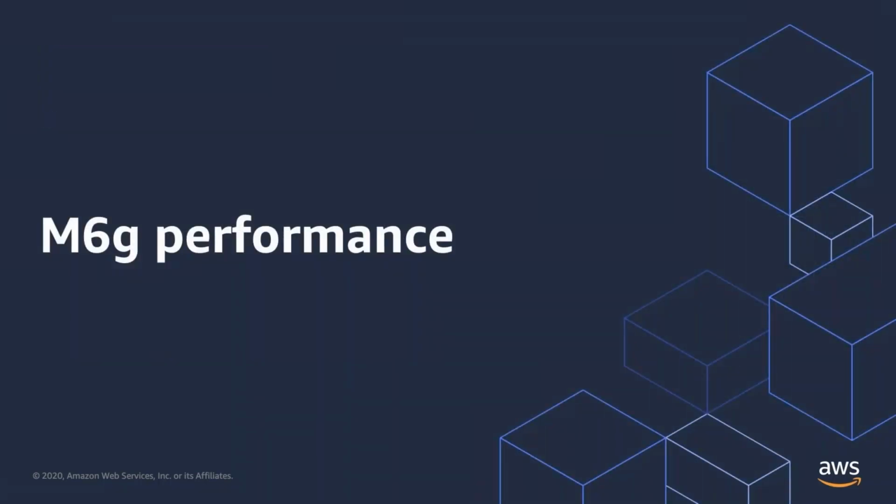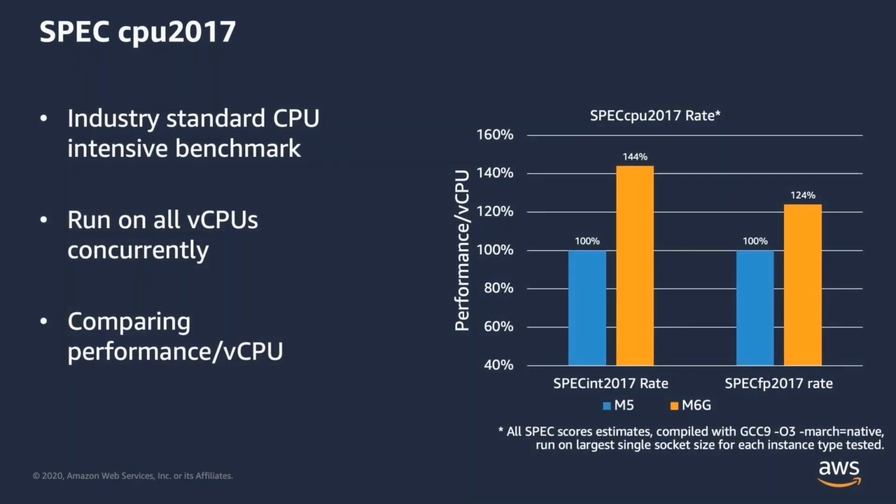Let's look at M6G performance. So M6G is the first instance family that we released based on the Graviton2 processor. Let's look at a first industry standard CPU intensive benchmark, SPEC CPU 2017.